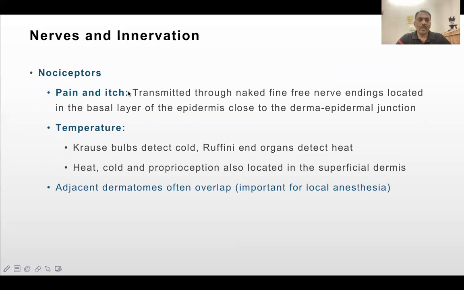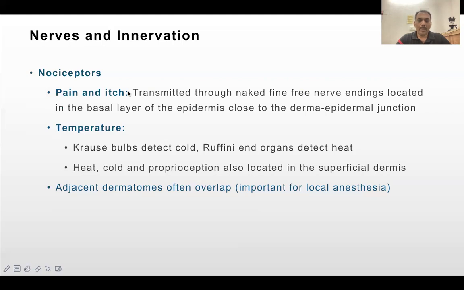The nociceptors are for pain and itch. This sensation is transmitted through naked fine free nerve endings located in the basal layer of the epidermis, close to the dermoepidermal junction. The temperature sensation is felt and transmitted by the Krause end bulbs, which detect cold, and the Ruffini end organs, which detect heat. The receptors for heat, cold, and proprioception are also located in the superficial epidermis and superficial dermis.